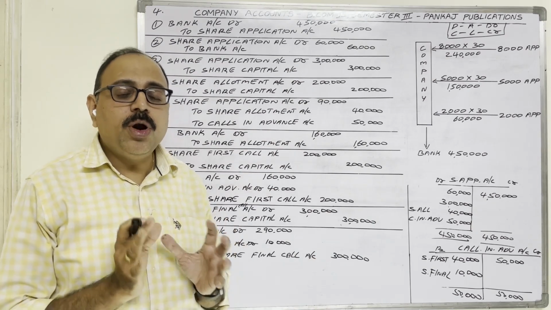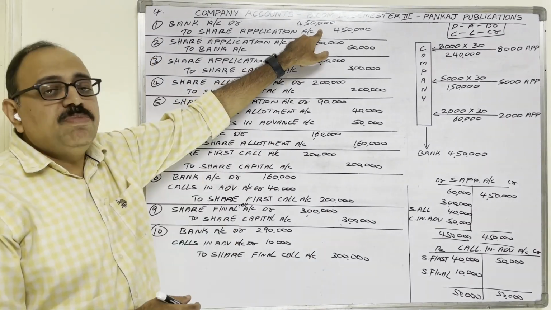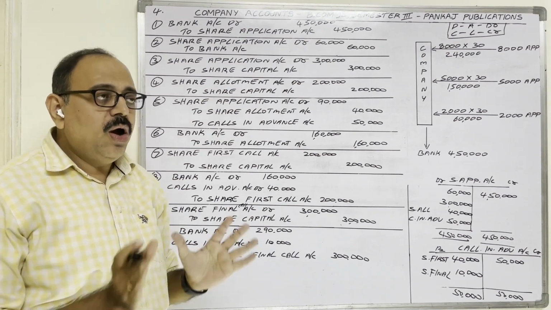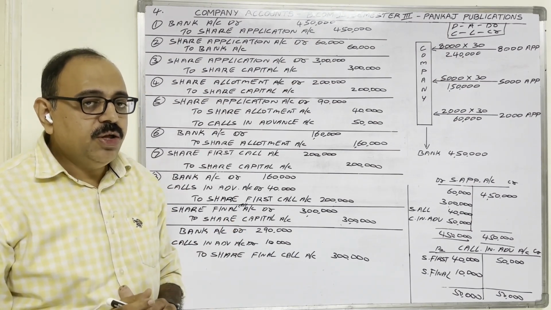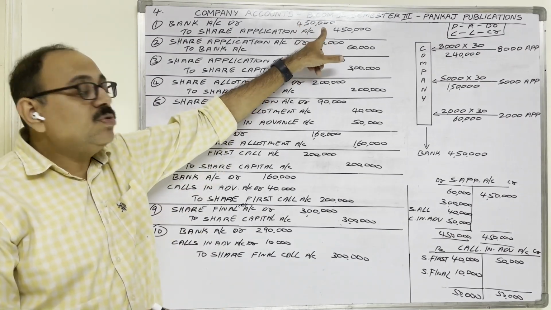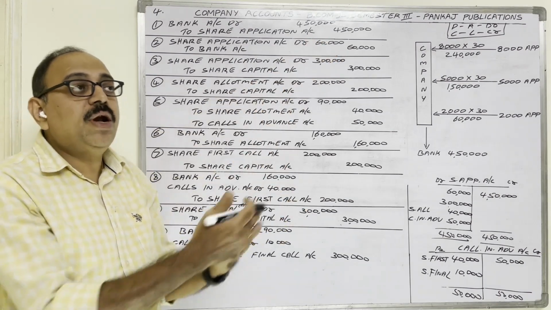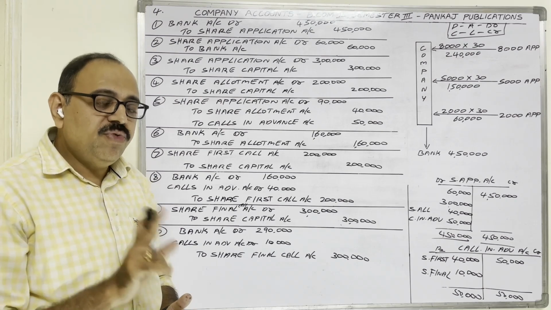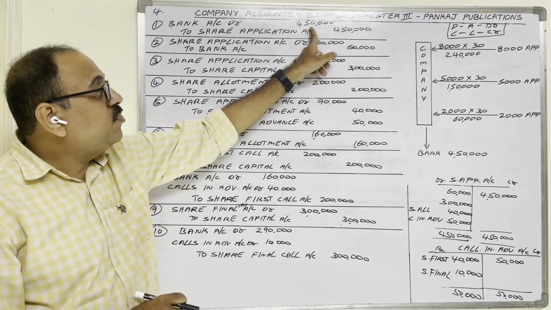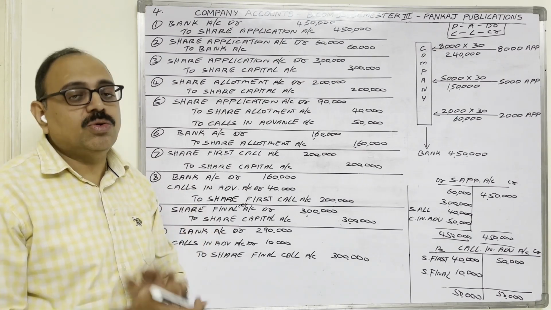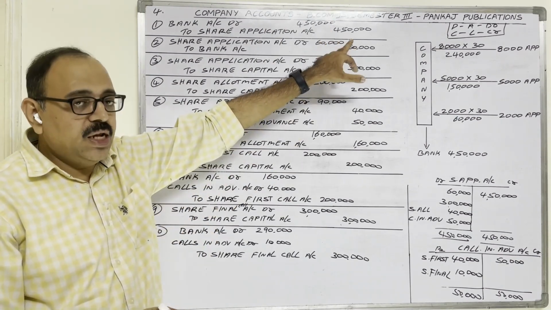Let us see some important points once again. Application money: actually, the company allotted 10,000 shares only. So on 10,000 shares at the rate of 30 rupees each, 3 lakh should come. But 4,50,000 came because the public applied for 15,000 shares. At the rate of 30 rupees each on 15,000 shares, they paid 4,50,000. So how much extra money came? 1,50,000, that is 4,50,000 minus 3 lakh.